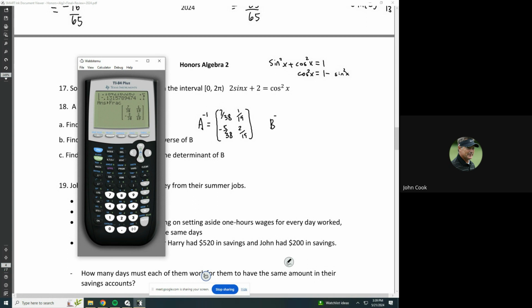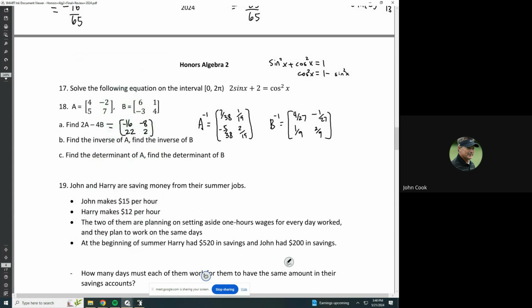All right, B inverse. Let's do that one next. So matrix B inverse. Change it to a fraction. Okay, so matrix B inverse is going to be 4 over 27, negative 1 over 27, 1 over 9, and 2 over 9. Easy stuff. There we go.